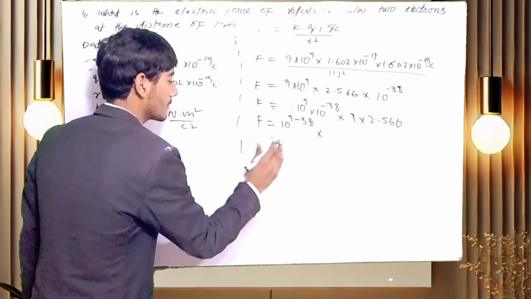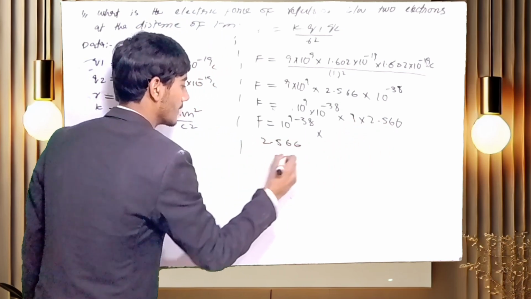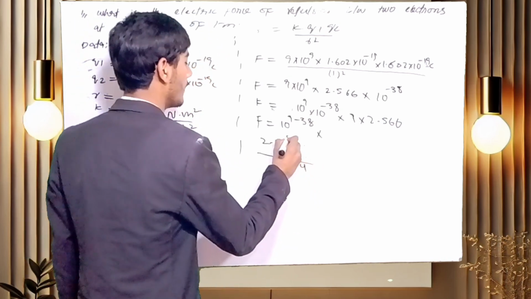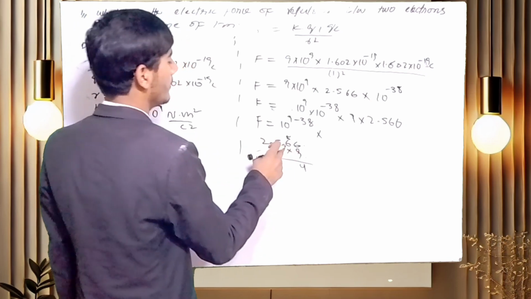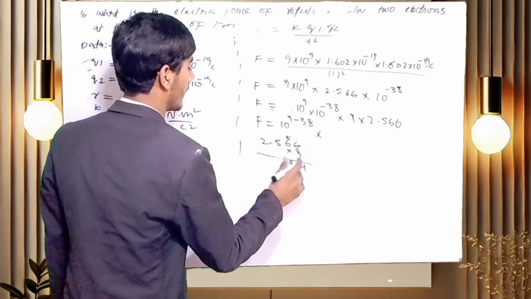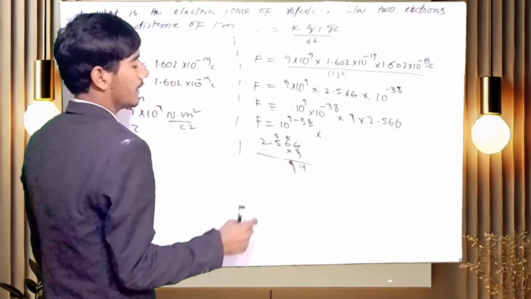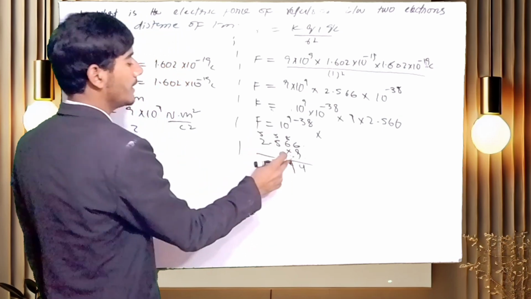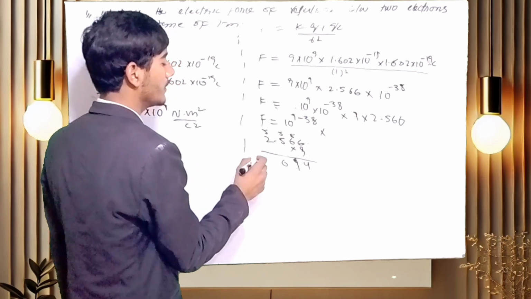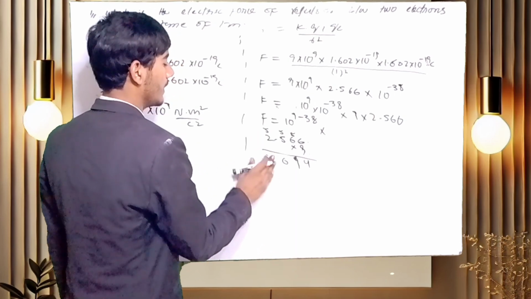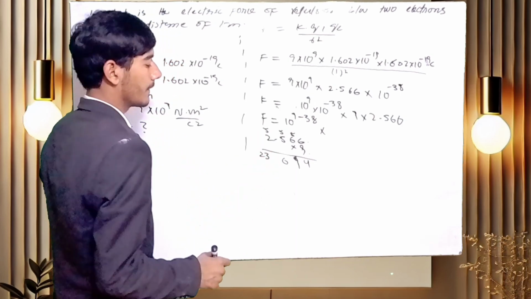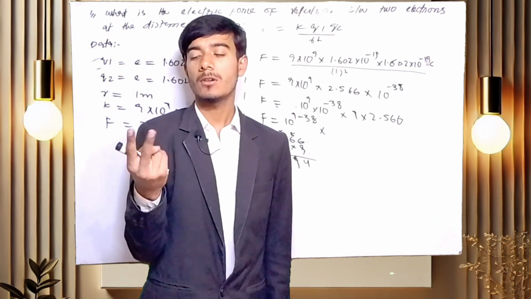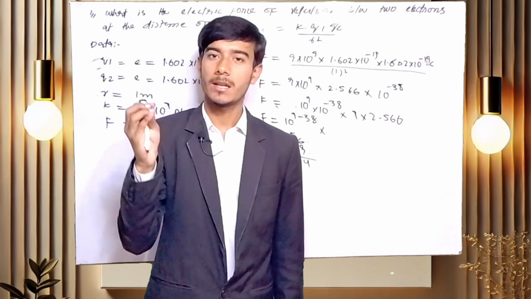Let's multiply 9 by 2.566. 9 multiplied by 6, 54. 4 here and 5 goes to the upward direction. 9 multiplied by 6, 54. 54 plus 5, 59. 9 multiplied by 5, 45. 45 plus 5 is equal to 50. 9 multiplied by 2, 18. 18 plus 5 is equal to 23. 23, because 9 multiplied by 2 is 18, then 19, 20, 21, 22, 23.